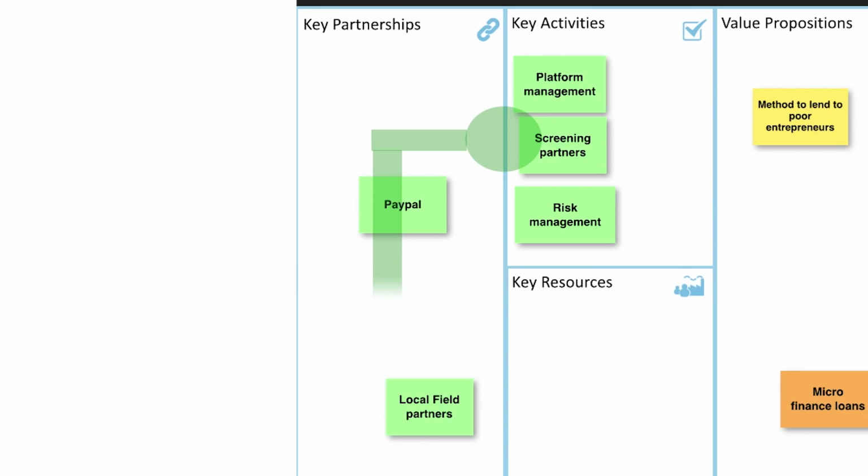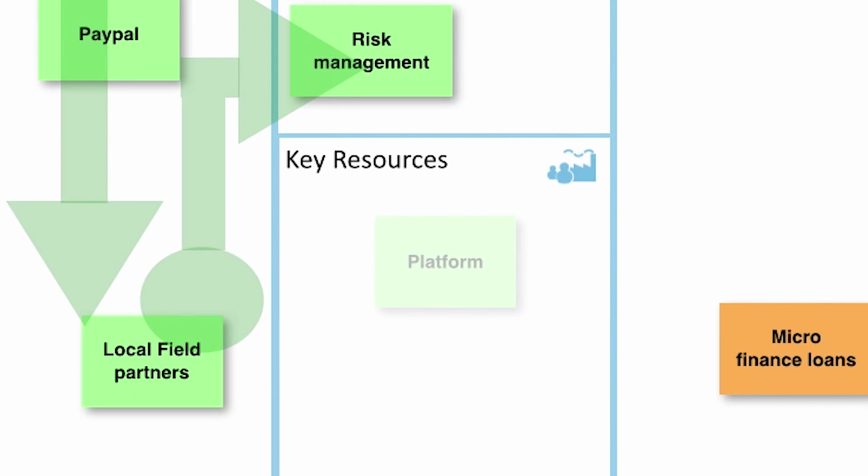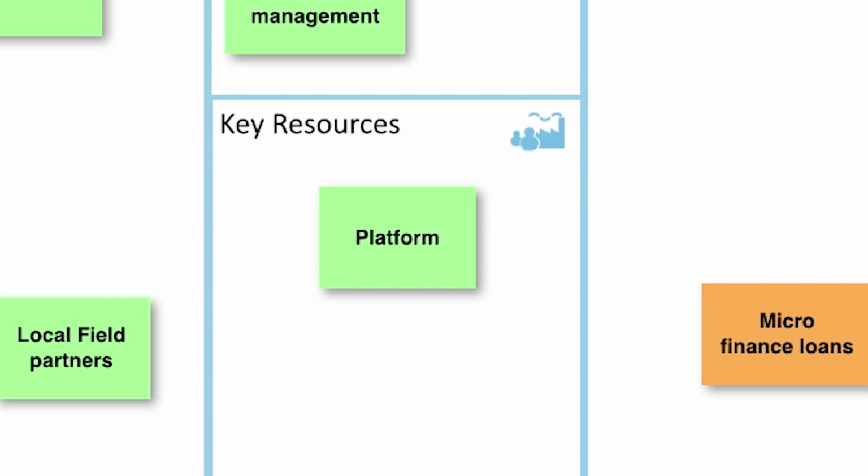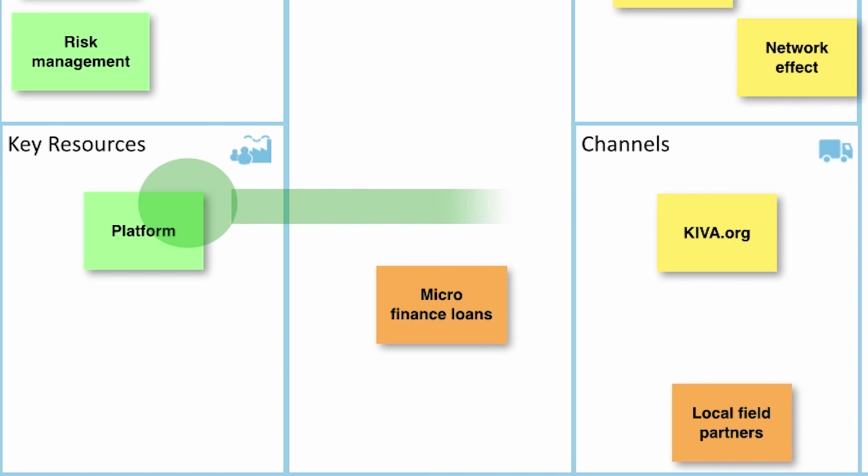Now, the key activities for Kiva are typical of a platform business. The most important of these is the development and management of the platform, kiva.org. Identifying potential entrepreneurs and managing the transactions with them is done through the local partners. So screening and monitoring of partners is an important activity, and the integration of the local partners into Kiva's activities is critical to success.